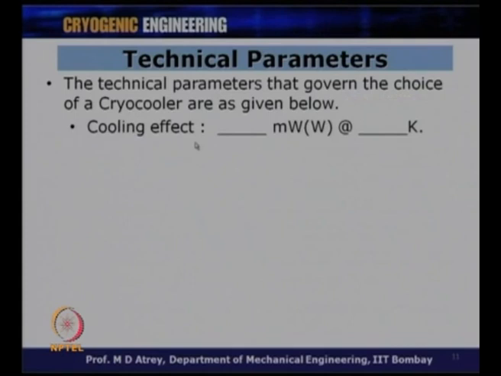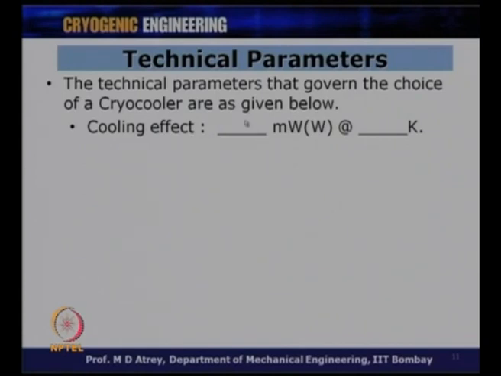So, the important thing is the cooling effect, and the cooling effect is how many milliwatts of cooling effect at a particular temperature, or how many watts of cooling effect at a particular temperature. For example, I require 50 milliwatts at 80 Kelvin. If I want to use this, this is my design specification. So, one has to really know, and mind you, for this we are paying. If I say instead of 50 milliwatt, I want 500 milliwatt, the cost of the cryocooler will be very high.